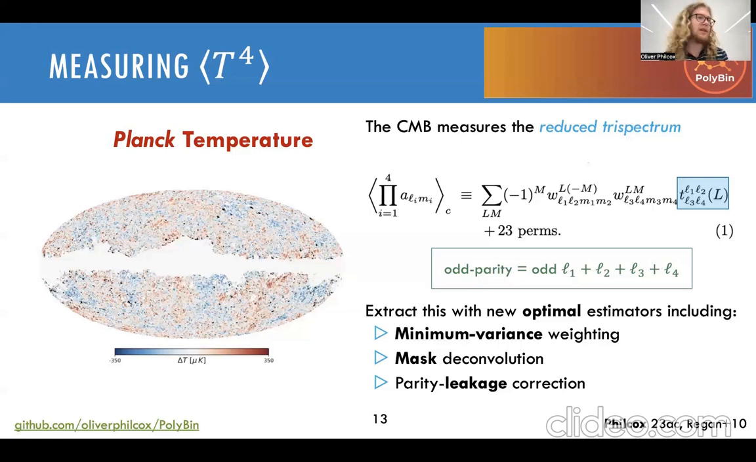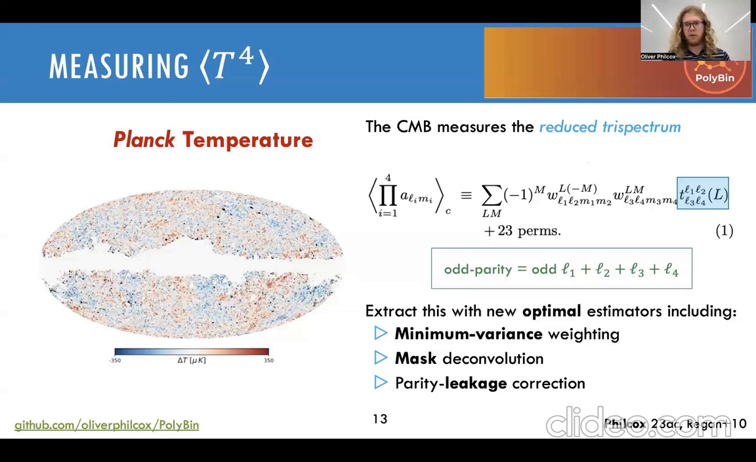So essentially, all we need to do is go into the data, measure a trispectrum, and then just look at the particular modes when everything is odd. We can do that, but it turns out it required a fair amount of computational, numerical, and theoretical investment to get tools which can actually do that in practice.